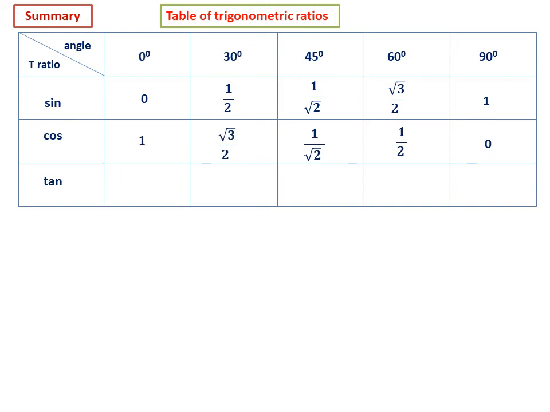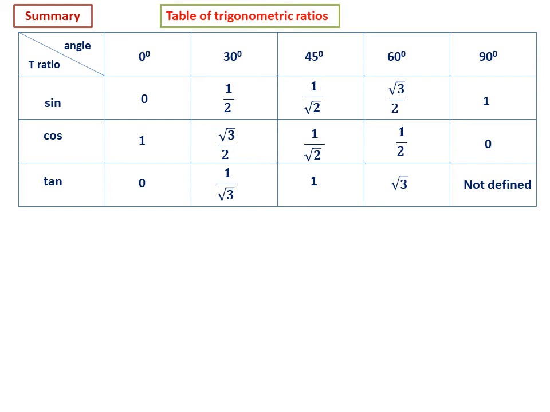I am repeating again. First row: 0, half, 1 by root 2, root 3 by 2, 1. This you have to remember. The same thing you have to write in the reverse order starting from 90, the last column. Then tan you need not worry, you know that it is sine by cos, so 0 by 1, so it is 0. Second one, you just see 1 by 2 divided by root 3 by 2, so you get 1 by root 3. Similarly 1 by root 2 by 1 by root 2 is 1, so this is 1. Another one is root 3, and the last one, 1 by 0, is not defined. So this is the way to remember the table values.